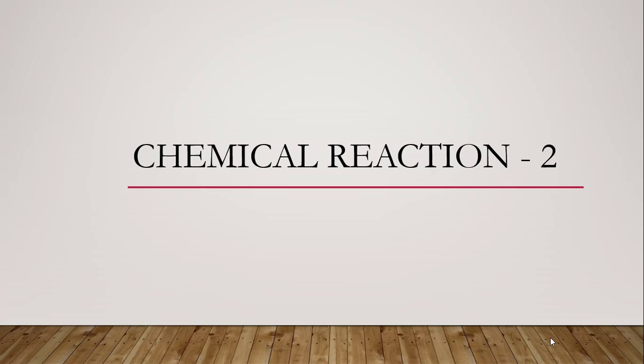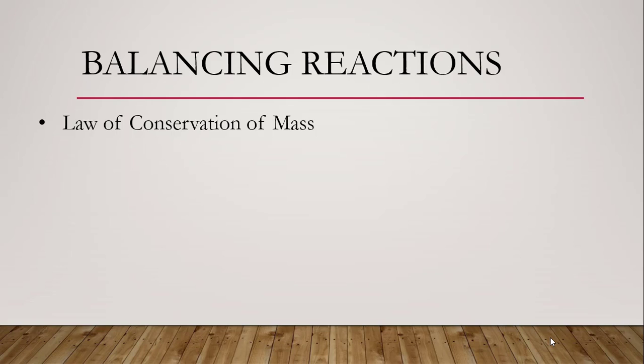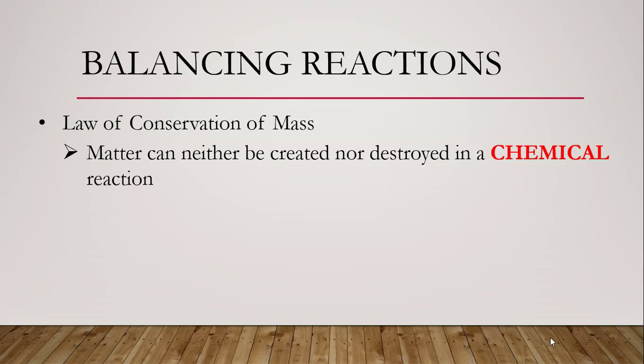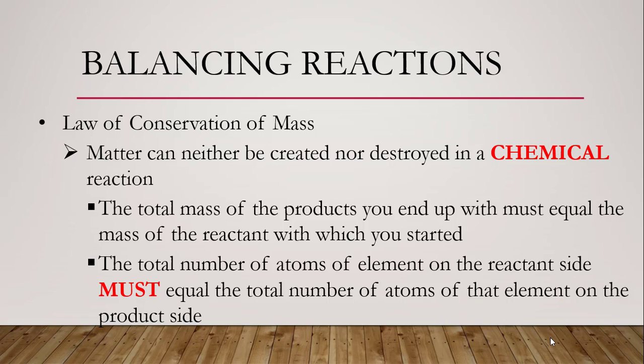This is the second video on chemical reactions. This is on balancing chemical reactions, or the application of the law of conservation of mass. Remember that the law of conservation of mass states that in a chemical reaction, you cannot create or destroy matter. That means the total mass of the products must equal the total mass of the reactants, because the number of atoms of each element must be the same on both sides of the arrow.